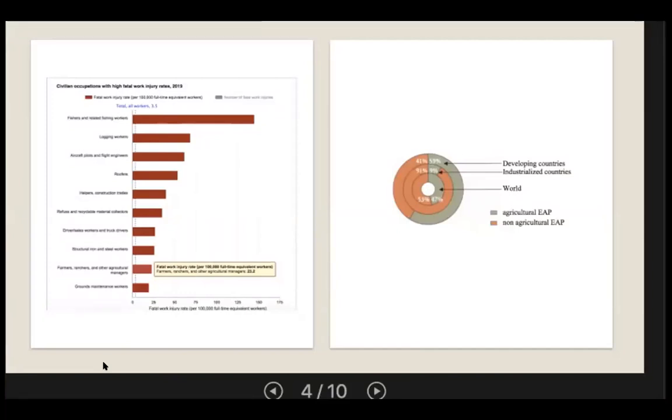In industrialized countries, agricultural workers make up a way lower percent of the workforce than they do in developing nations. In my circle graph on the right, you can see that. In industrialized nations, it's only 9%, but in developing countries, almost 60% of the workforce is made up of agricultural workers. And across the entire world, it's about 50% of the global workforce population. So that's a really big number of people working in a really dangerous profession.